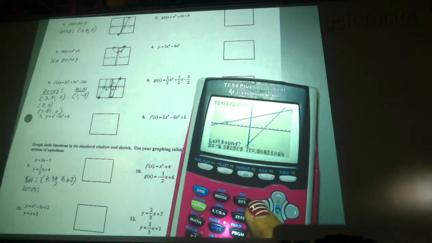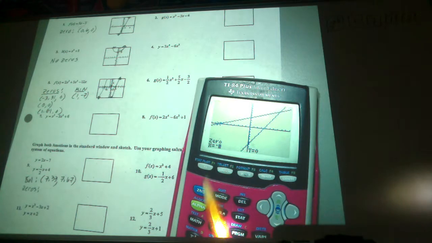Ever so still. It's non-left. And I'm right, and then I'm guessing. So I've got -8, 0.